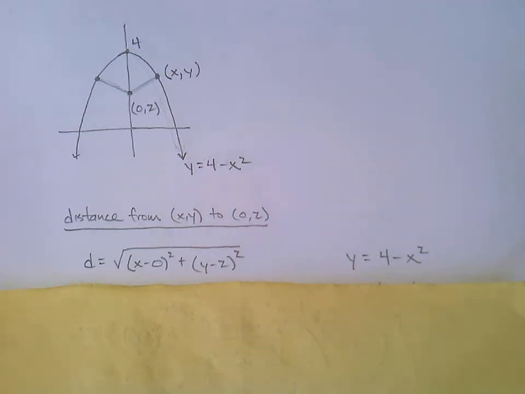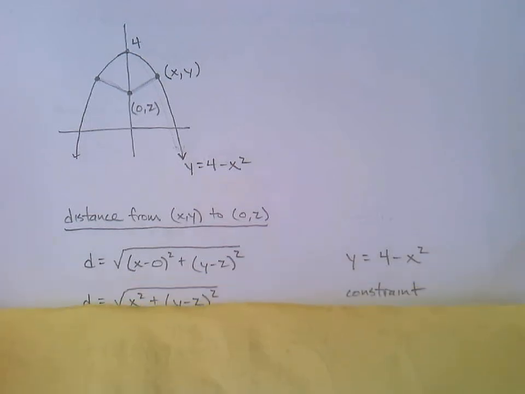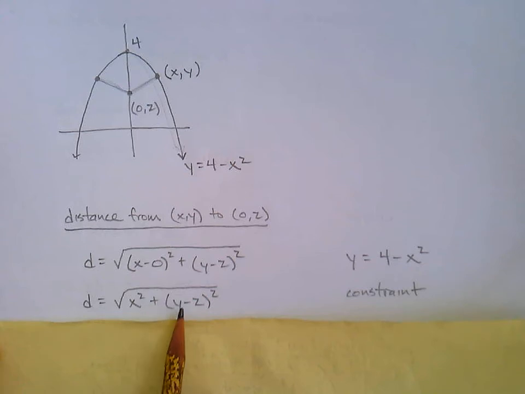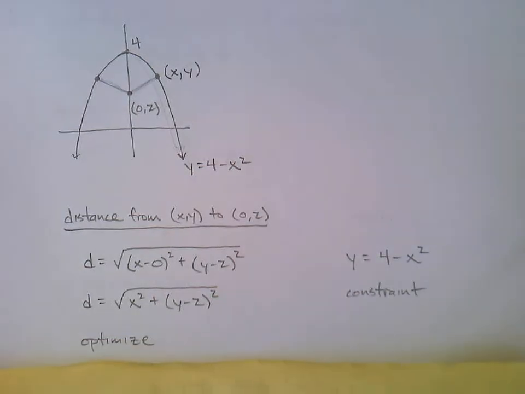So that is the distance between our 2 points. We can simplify that a little bit. d equals the square root of x squared plus, and I'll just keep that as, y minus 2 squared. Okay, so that's what we're trying to optimize. In this case, minimize.